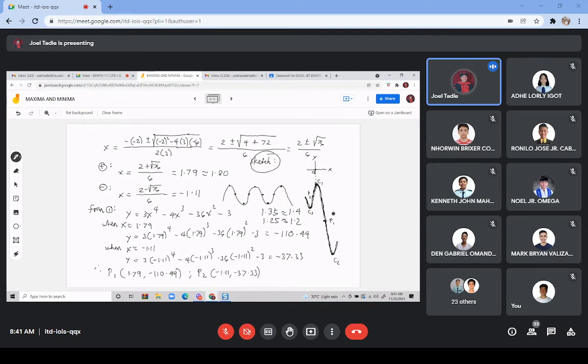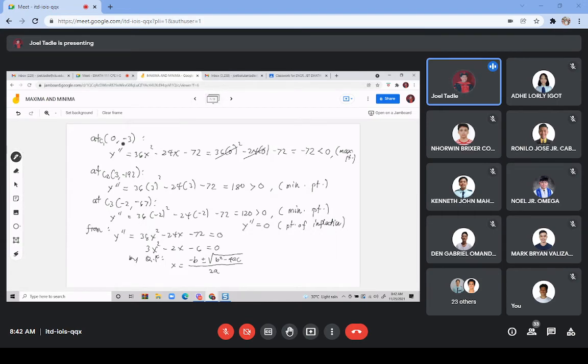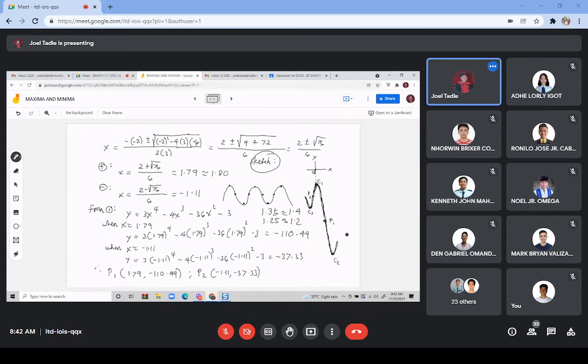So first, we plot the points, the critical points. We have 3 critical points: C sub 1, C sub 2, and C sub 3. We will plot them on our coordinate system. This is an approximate system because we don't have graphing paper here, so we will just estimate. Our first critical point, if we go back, is 0, negative 3.